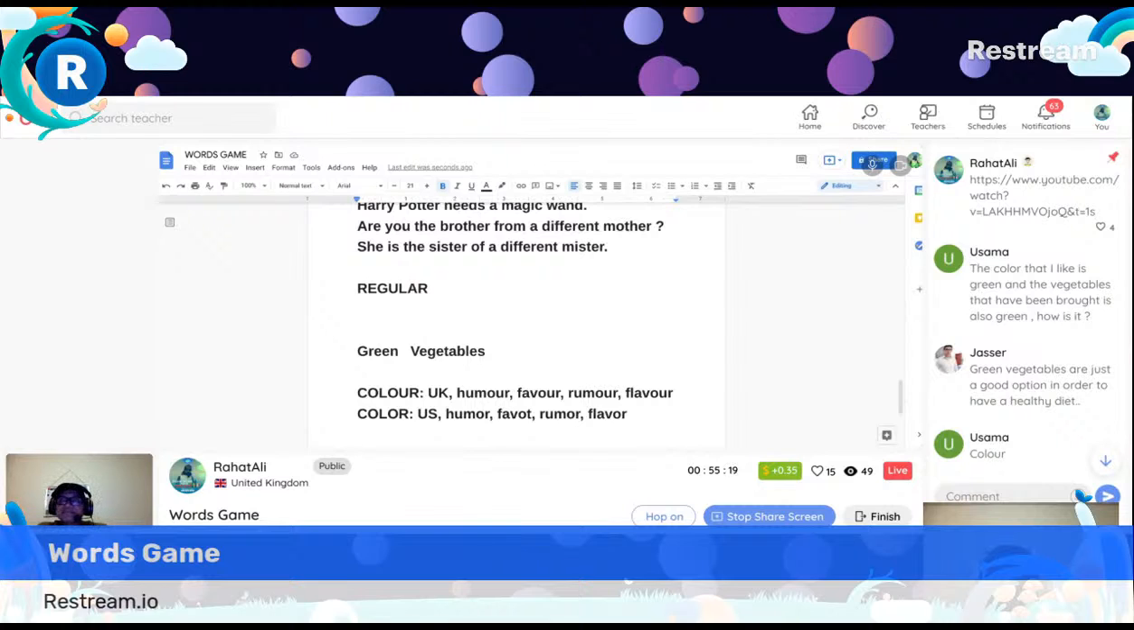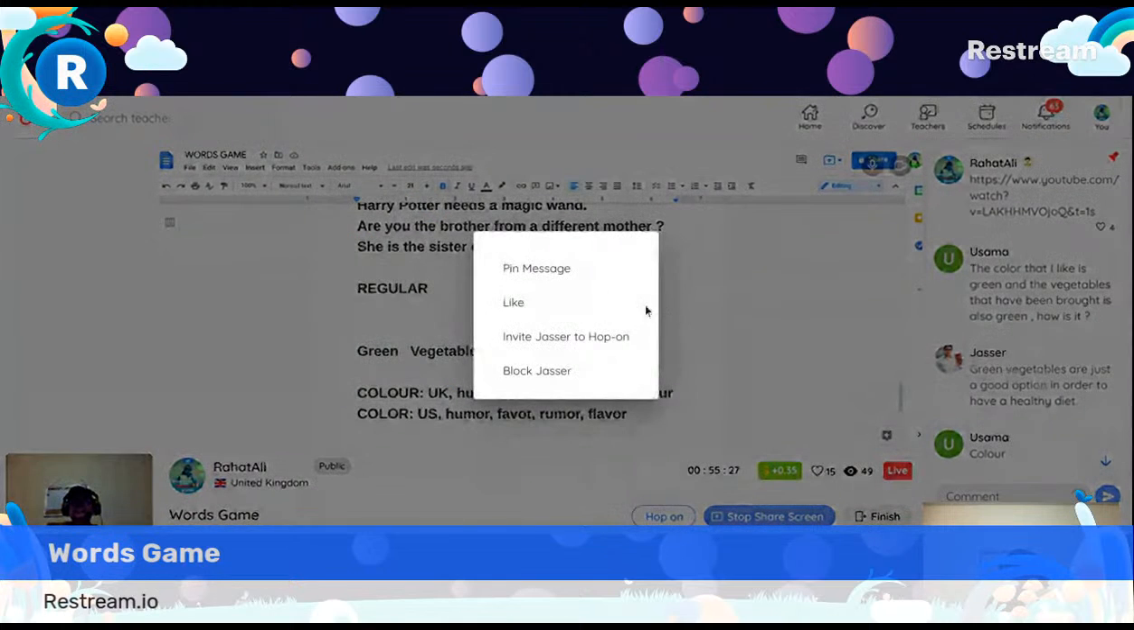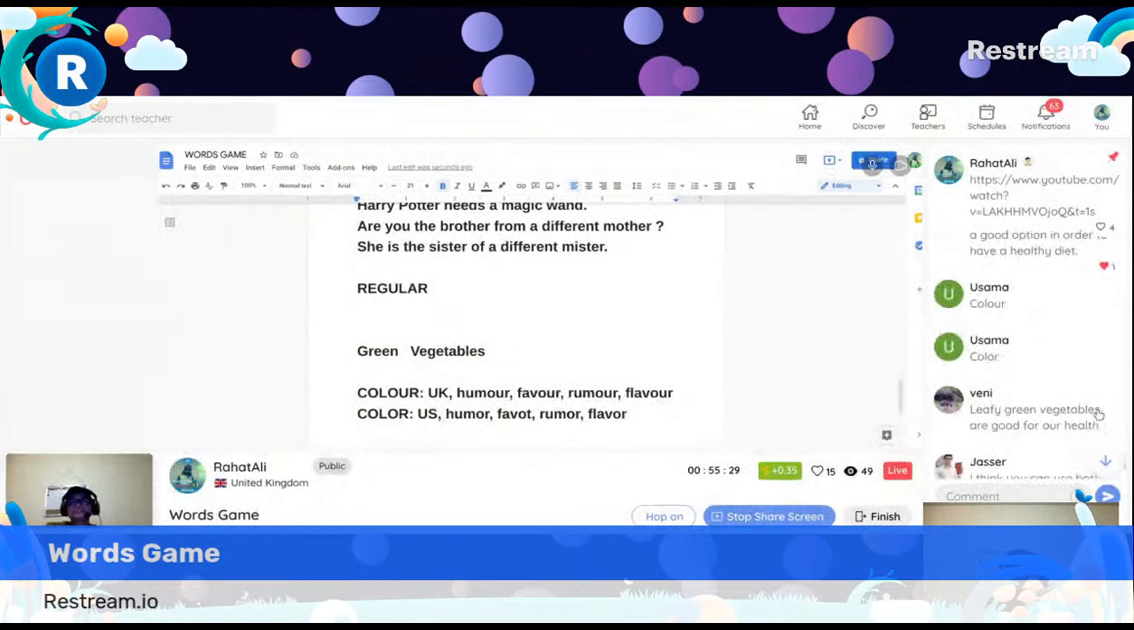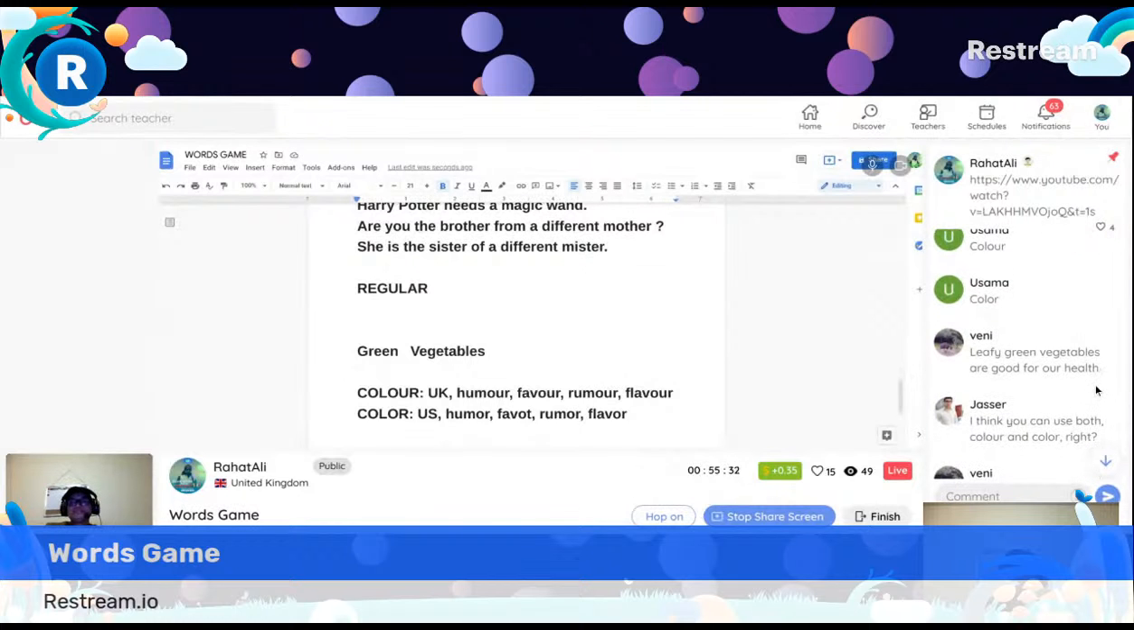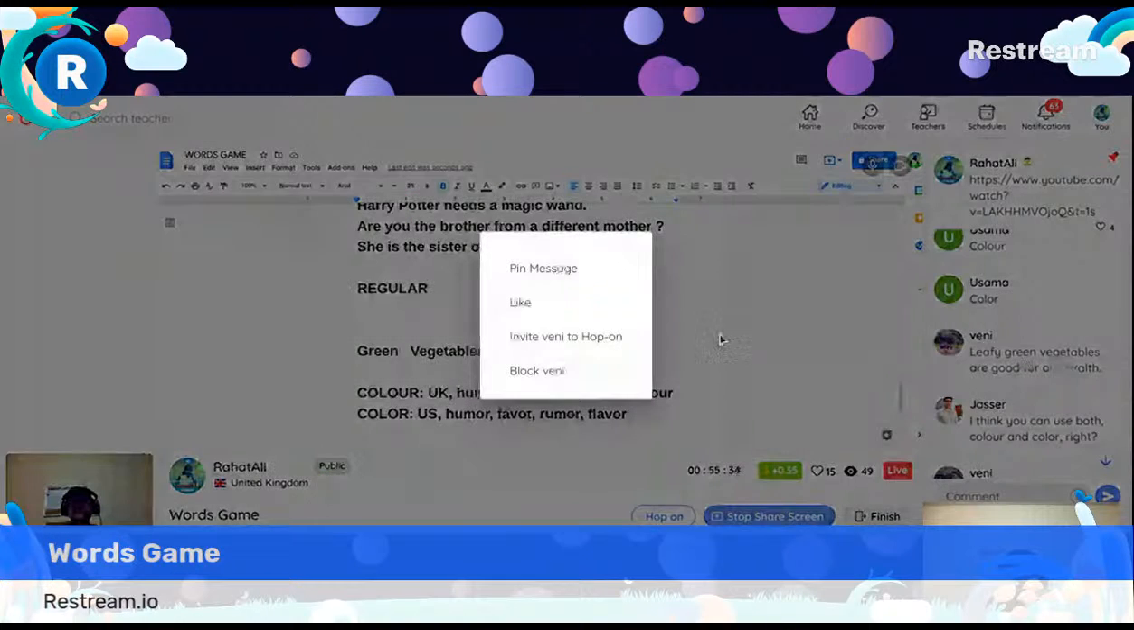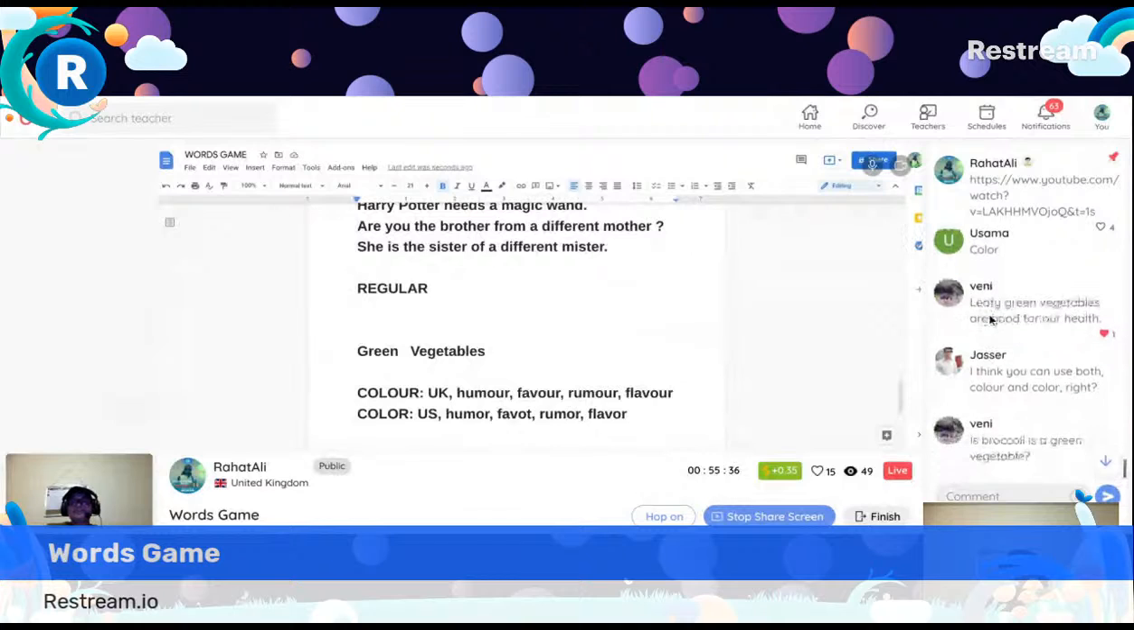Jasser says green vegetables are just a good option in order to have a healthy diet. Yeah, that's a very cool sentence, Jasser. Leafy green vegetables are good for health. Great. That's a cool sentence, Benny. Thank you. Jasser, I think you can use both color and colour.